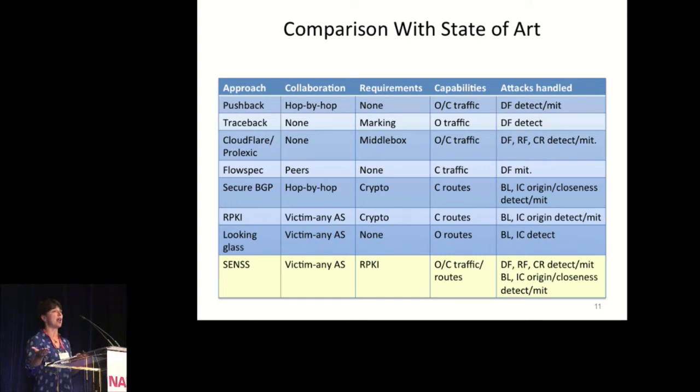It uses RPKI for origin authentication, but then the AS path is not authenticated. We just detect when there are attacks that misuse the AS path, the closeness attacks, and then we can correct for those.